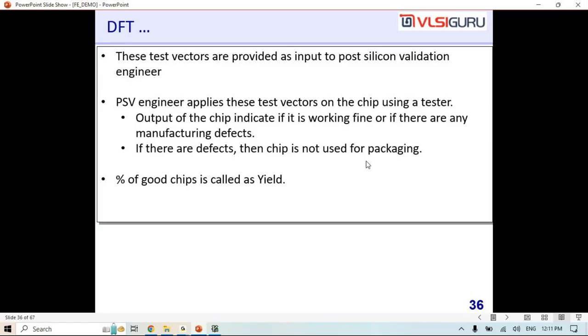So the percentage of good chips is called what? Yield, right? See, yield is what percentage of chips is good. Out of 100 chips, let's say 82 are good, then what is the yield? 82%.